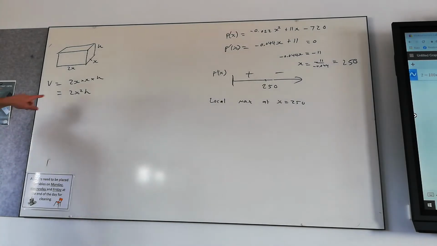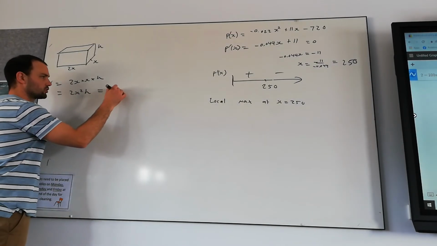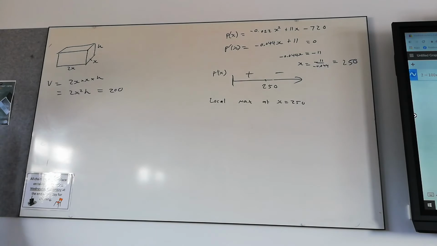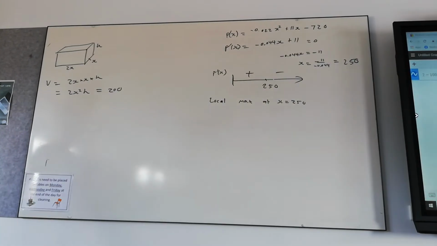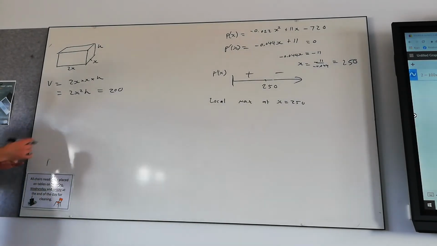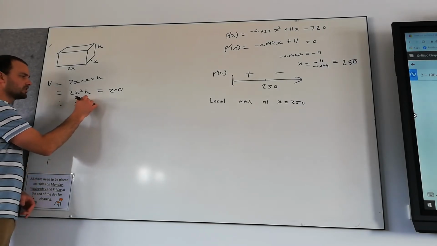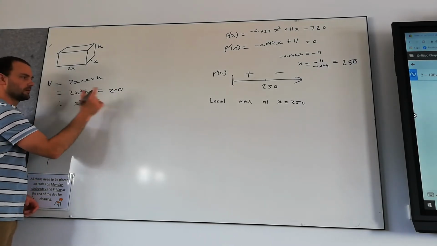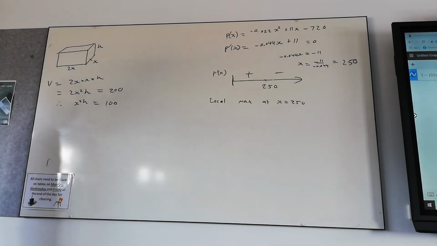Well, we've got the volume is 2x squared h, and we're told that it's 200 centimetres cubed. It says that in the question. Volume is 200 centimetres cubed. So therefore, x squared h is going to equal 200 divided by 2, which is 100.